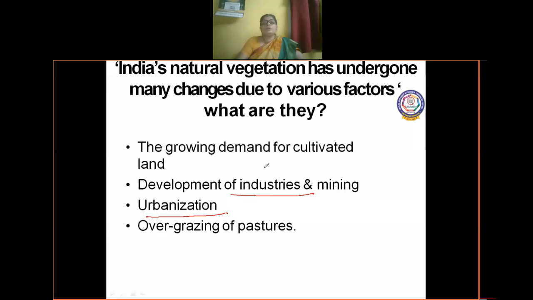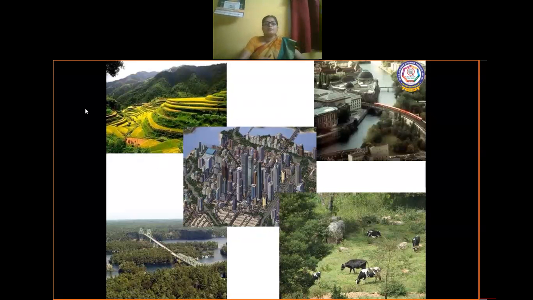So the natural vegetation deteriorated during this time, and overgrazing of pastures in the forest areas is also one of the reasons for the change in the natural vegetation. Now, these are the illustrations that show how development has hindered the growth of natural vegetation in past years.